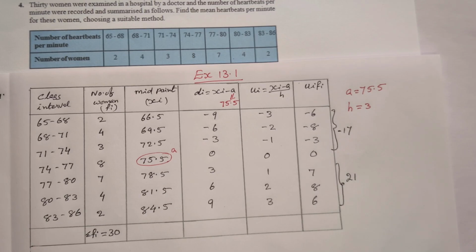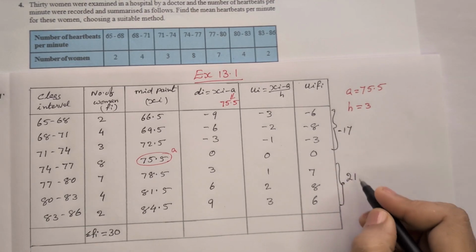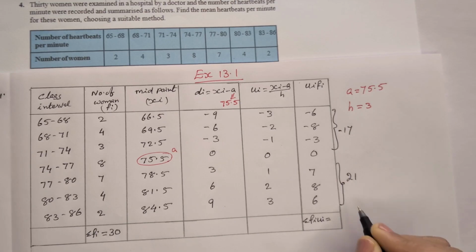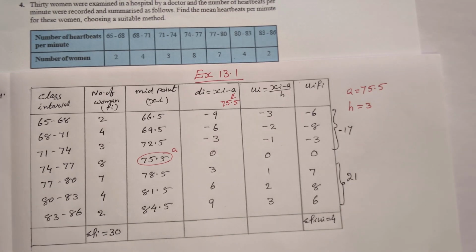Then the difference between these two. So 21 plus minus 17, that is sigma fi ui, or ui fi, is equal to 4. Now we can apply these values in the formula.